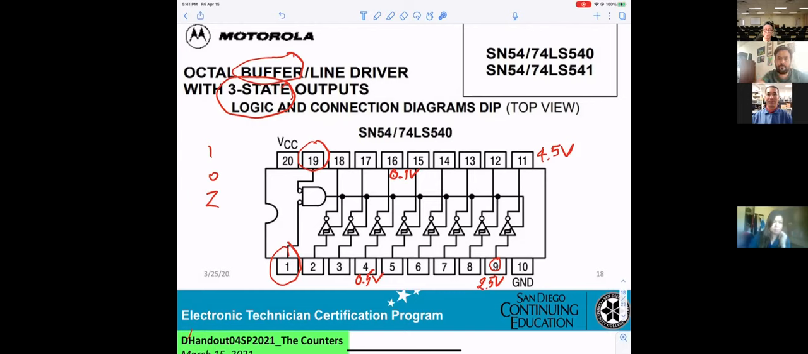Now we're talking about the buffer. What does a buffer mean, and why do we need a buffer? To make sure that the voltage is the required level. Buffer means input 0, output 0. Input logic 1, output logic 1, nothing changes. However, the output of the buffer, okay?